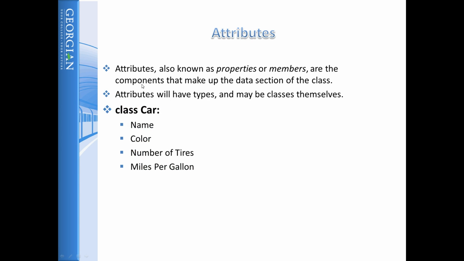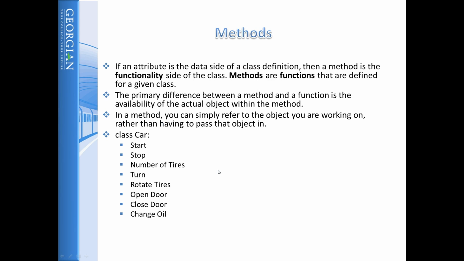And here's, for example, a class car. You might have a name for the car, color for the car, number of tires, miles per gallon. All these things are attributes or properties for the class itself. Okay, so we're not going to go into what classes are too much, like I said. And then methods, of course, do things. So there's start, you can stop method, and so on.